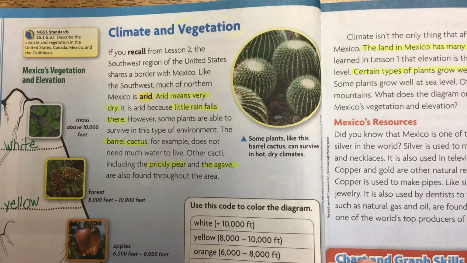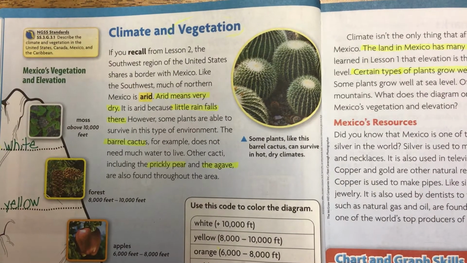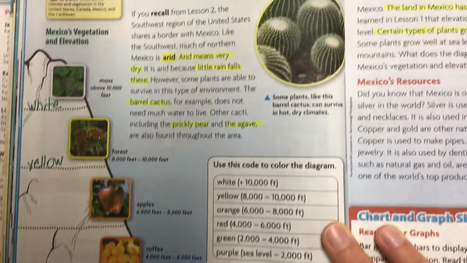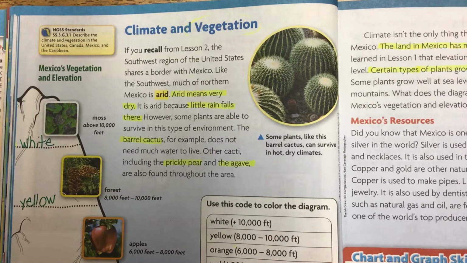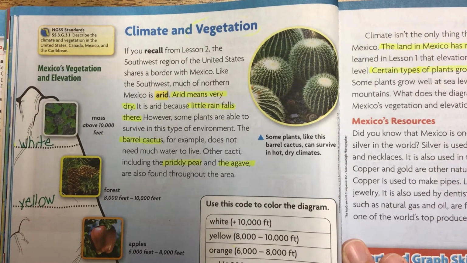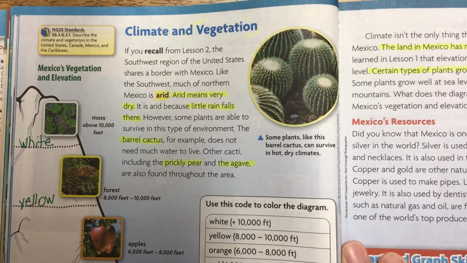Hi there, third graders. Today we're going to be continuing our lesson in Mexico, and we're going to be on page 40, where we're going to be learning about the climate and vegetation of Mexico. You're going to need your social studies workbook, your pen, and your highlighter.